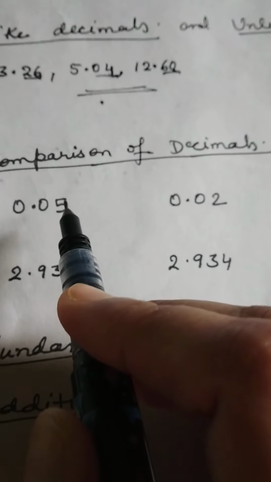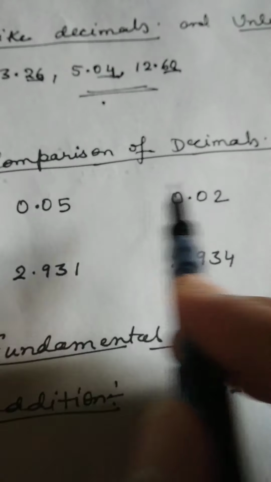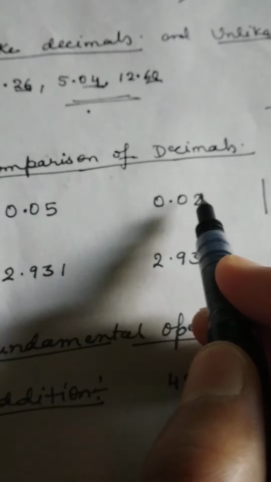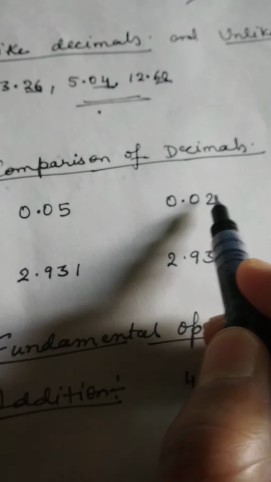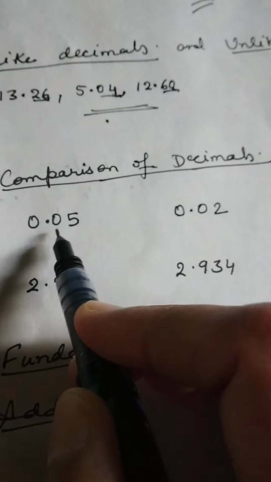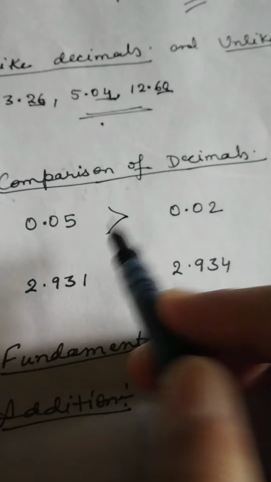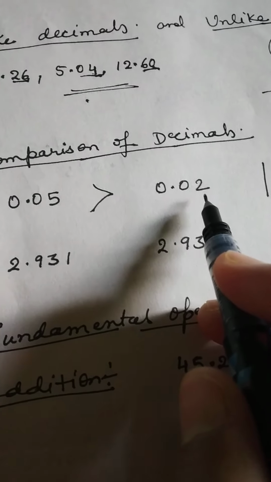Now see the next number. This is 5 and this is 2. So which is greater? 5. 5 is greater than 2. Others are the same, but here we have found which is greater. 5 is greater than 2. So this number is greater than this number.